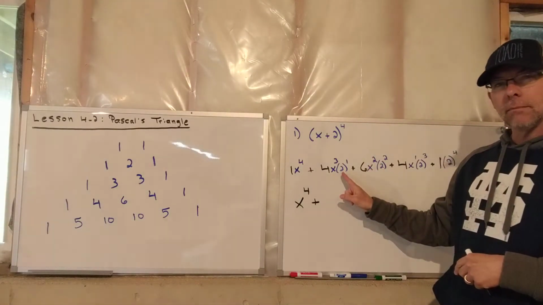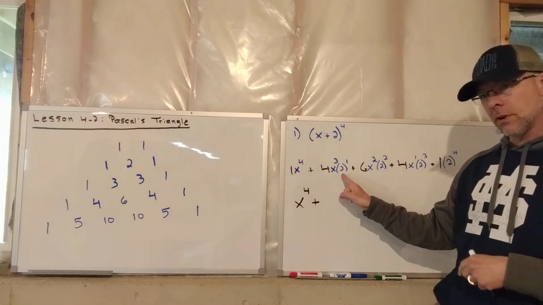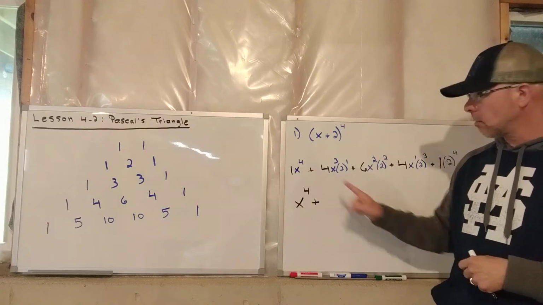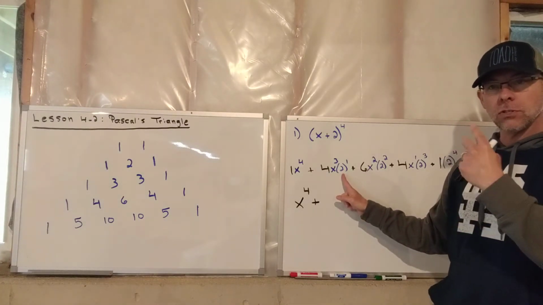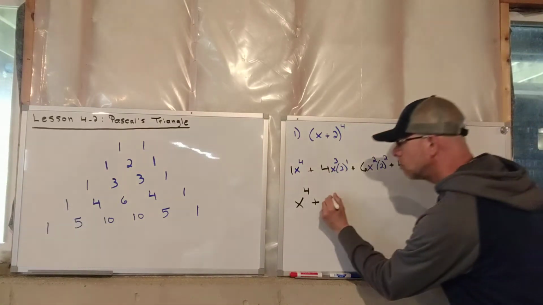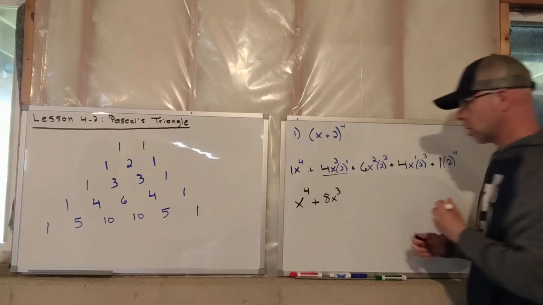Now here's the thing. I know this says 4 times x cubed times 2 to the 1st. Well, you have to multiply the numbers together and put them in front, instead of 1 in front and 1 in back. Now, I hope we all recall 2 to the 1st is 2. 4 times 2 is 8. This should be 8x to the 3rd. That's that term right there.